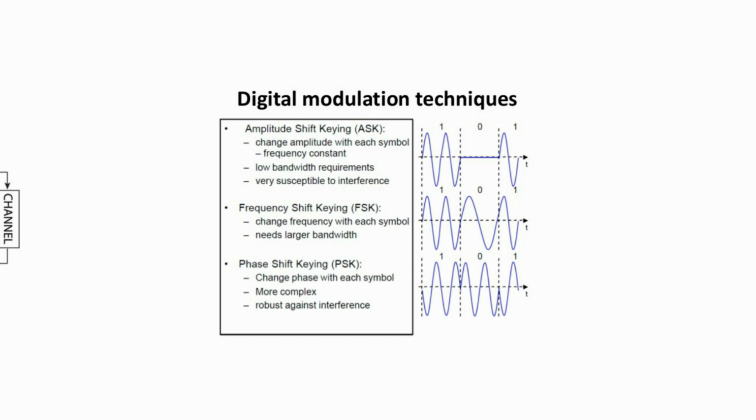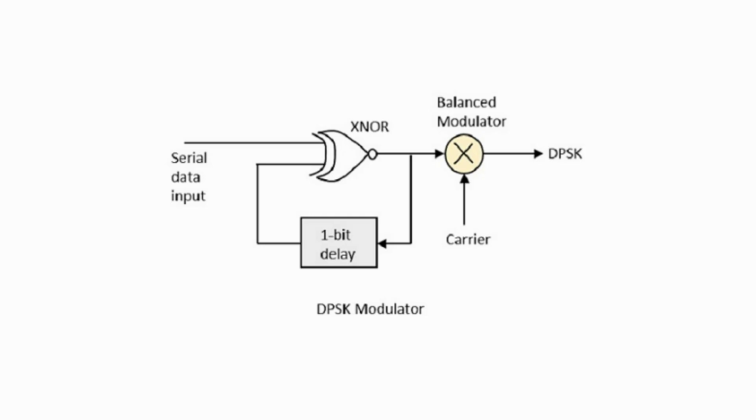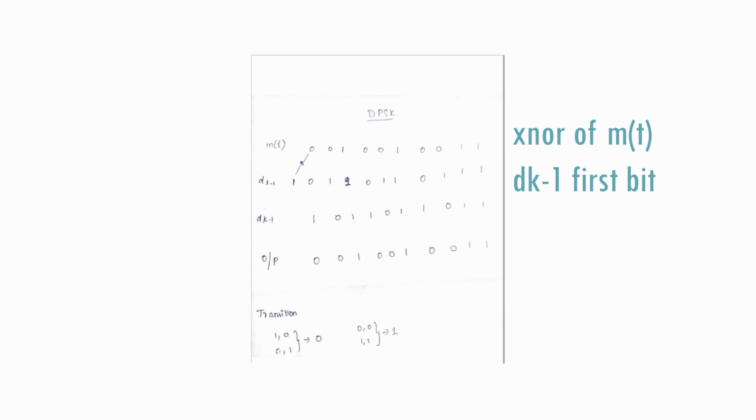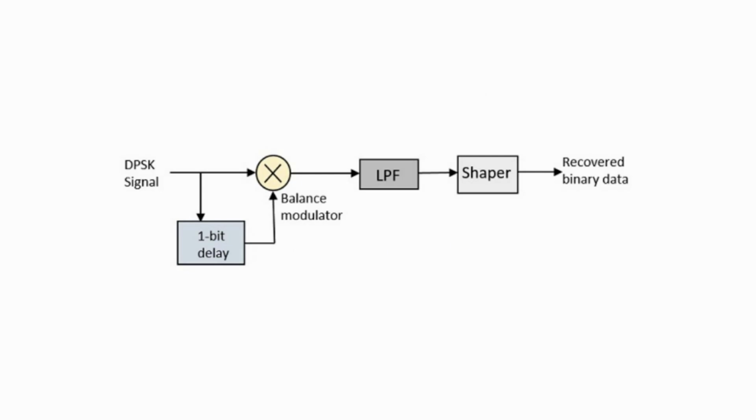This is the circuit diagram for the DPSK modulator. M(t) is the message signal which has to be transmitted, and d(k-1) is a delayed bit which comes out of the wire. Take the XNOR of M(t) and the bit from d(k-1) and write it down. This makes a full stream of bits for d(k), and this d(k) is transmitted, and the receiver receives d(k) and right shifts it by 1.